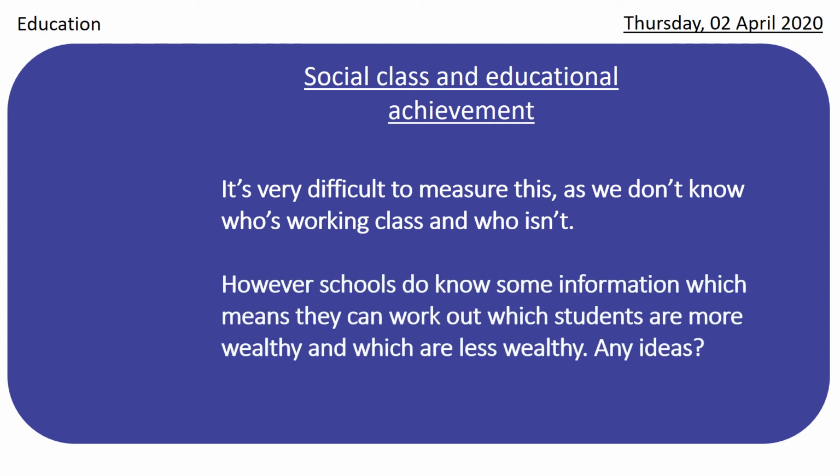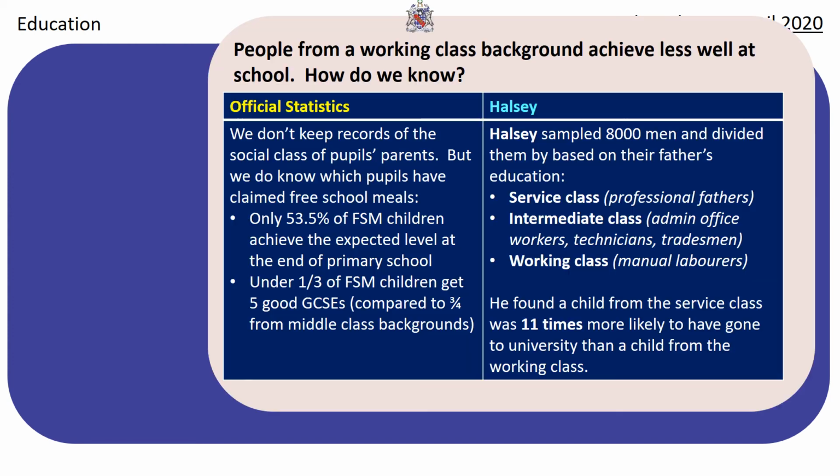However, we do have some information, which means we can sort of work out which students are more wealthy and which are less wealthy. Pause the video, see if you know what data schools have got that might give them clues? Well, there's a range of data, but the most effective one is free school meals. Certain parents are entitled to free school meals for their children. They have to apply to be allocated them, and schools know which students are on free school meals.